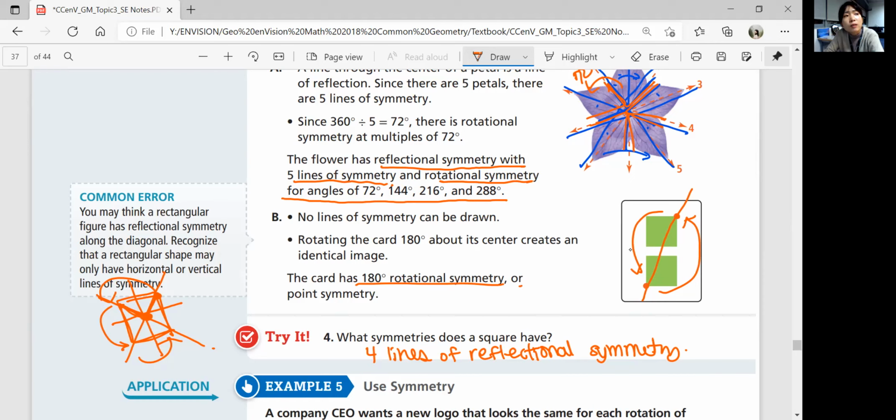formed by these points. Okay, it's going to be 90 degrees, 180 degrees, 270 degrees, and yes, it has a point symmetry. So you have rotational symmetry of 90 degrees, 180 degrees, and 270 degrees, and also point symmetry. Okay, list all the symmetries you have.